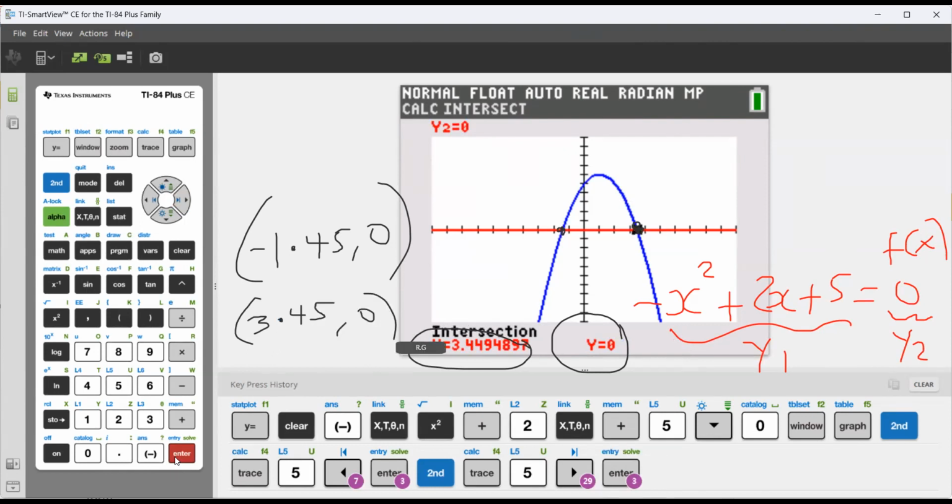Now if you look at where the cursor is, we knew that we had a standard window, which means that this is 1, 2, 3. So we are not surprised that we are getting 3.45, right? It's kind of in the middle of 3 and 4. And then here we have negative 1 and then negative 2. It's also in the middle of negative 1 and negative 2. So even though looking at it you're not going to get the exacts, the calculator can give you the exact. So we have our x-intercepts.